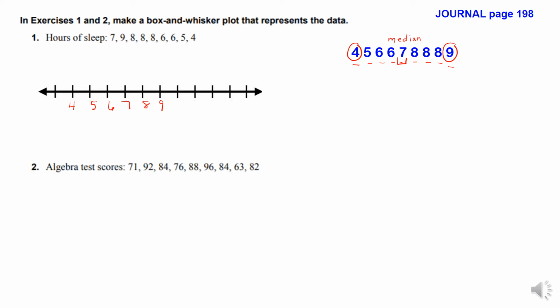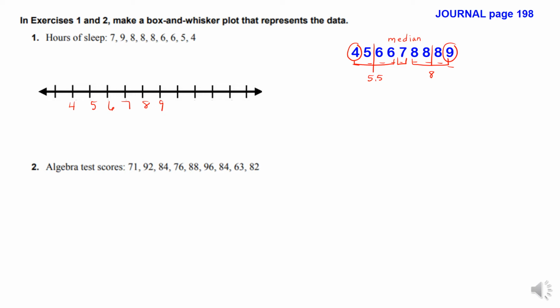And remember, when we're calculating the quartiles, we do not use the median. So I'm just going to use these 4 numbers, and I go right in between the 2 middle numbers, and my quartile 1 is 5.5. And then my quartile 3, so I go over here, the middle number of these is 8, because 8 plus 8 is 16 divided by 2.